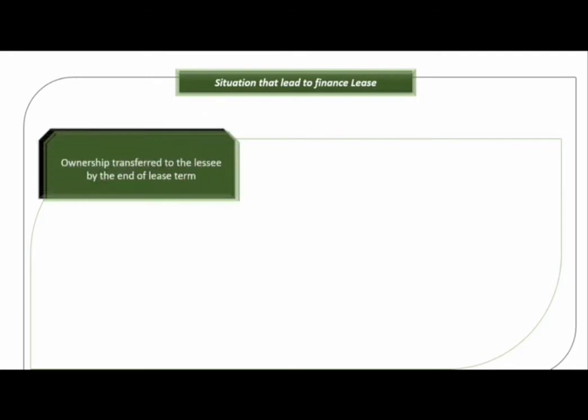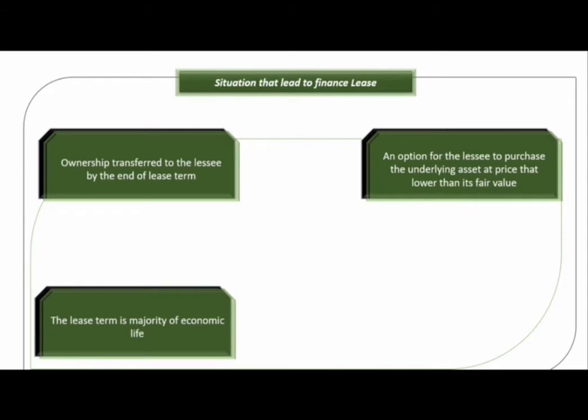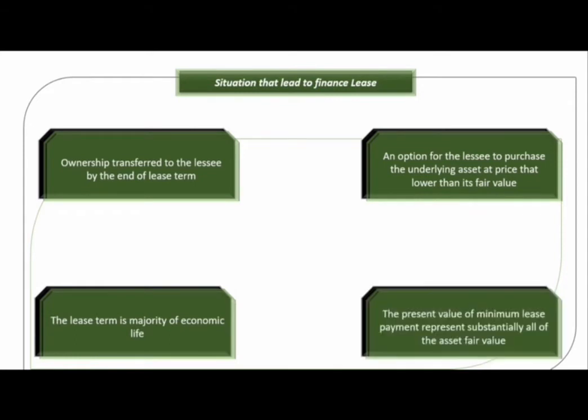So these are the situations that lead to a finance lease. First, ownership is transferred to the lessee by the end of the lease term. Second, an option for the lessee to purchase the underlying asset at a price lower than its fair value. Third, the lease term is the majority of economic life, and the present value of minimum lease payments represents all of the asset's fair value. And the last one, the leased asset is specialized in nature.